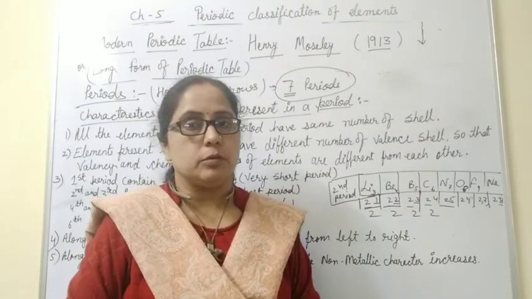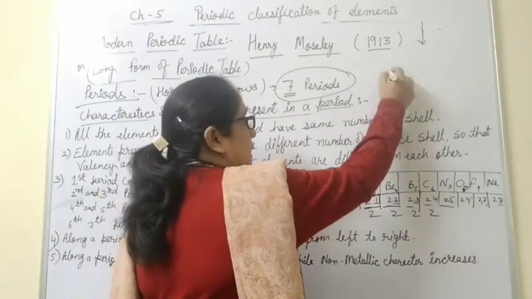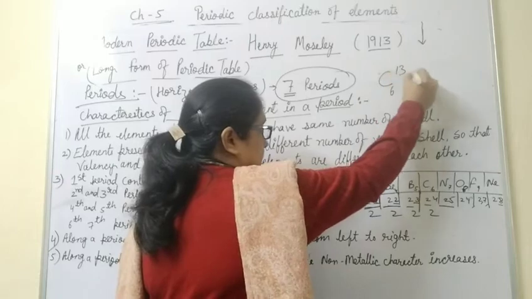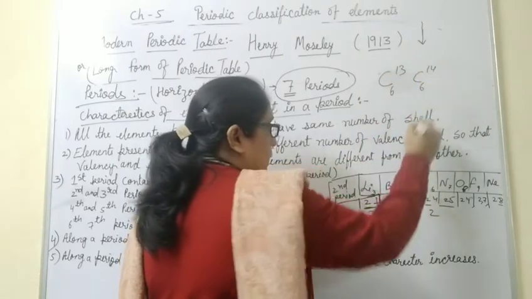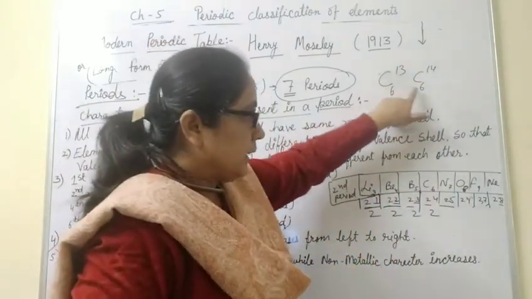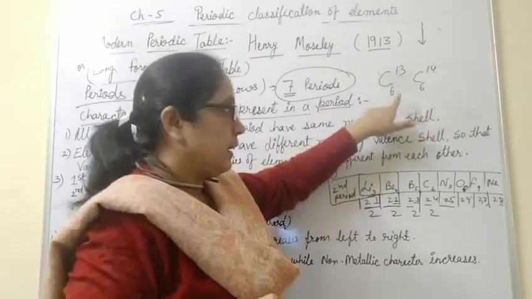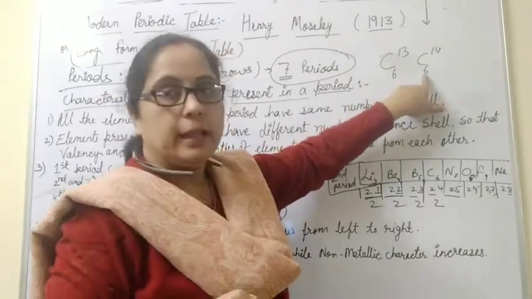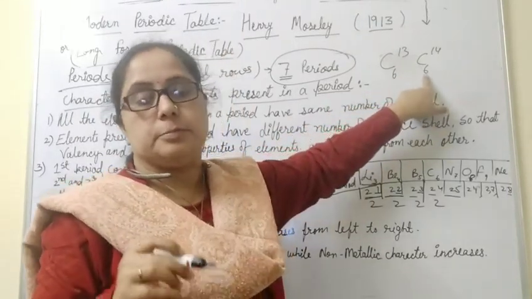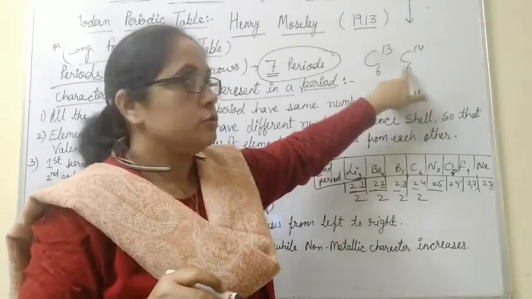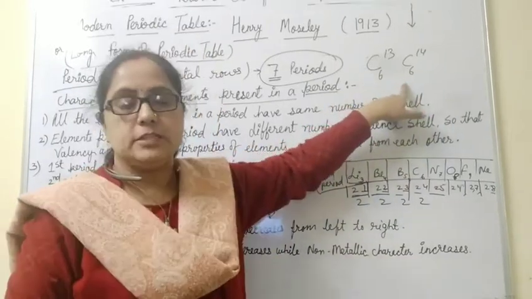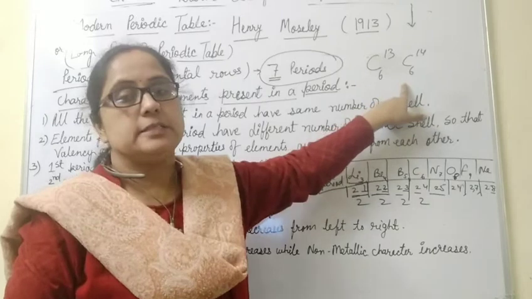If we are talking about the isotopes of carbon, C-13 and C-14, both carbon isotopes have the same atomic number, and the modern periodic table is based on atomic number. So they have the same atomic number. That's why they are allotted the same position.